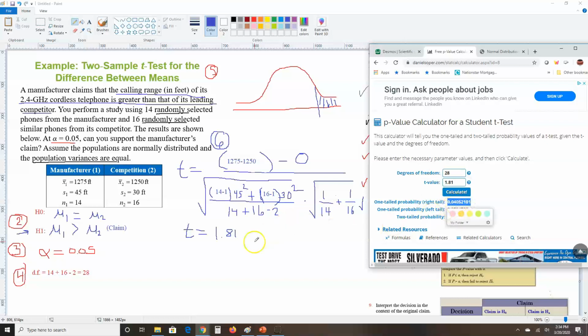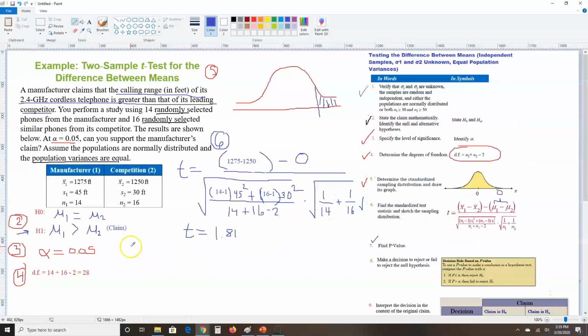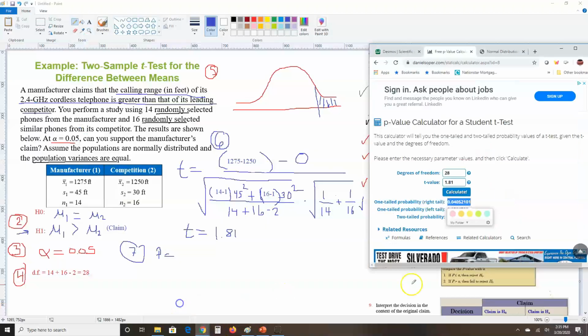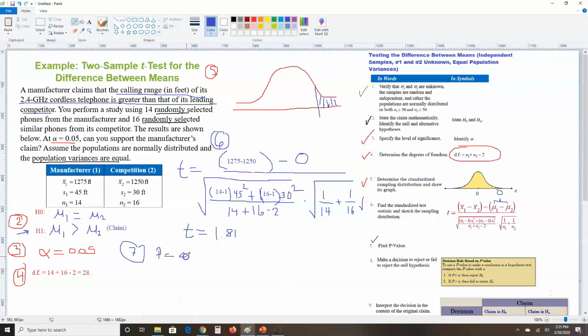I need to round to 3 decimal places. So step number 7, it will be the p-value. And what I'm gonna do is round to 3 decimal places. So 0.041, okay? 0.041. And I did step number 7.